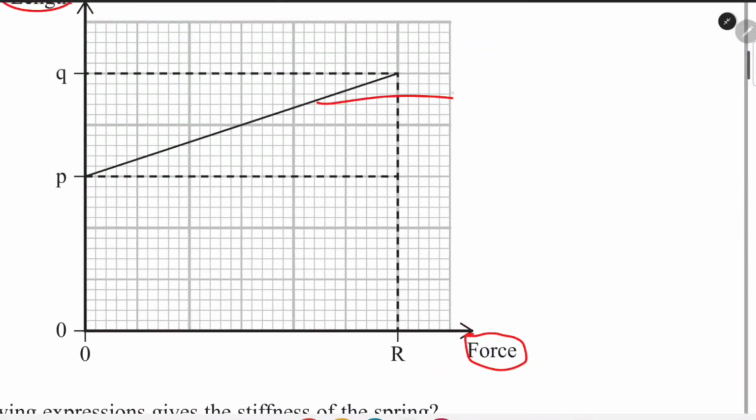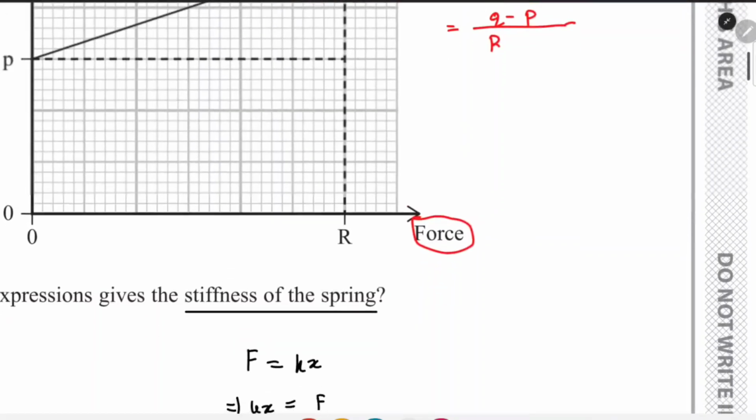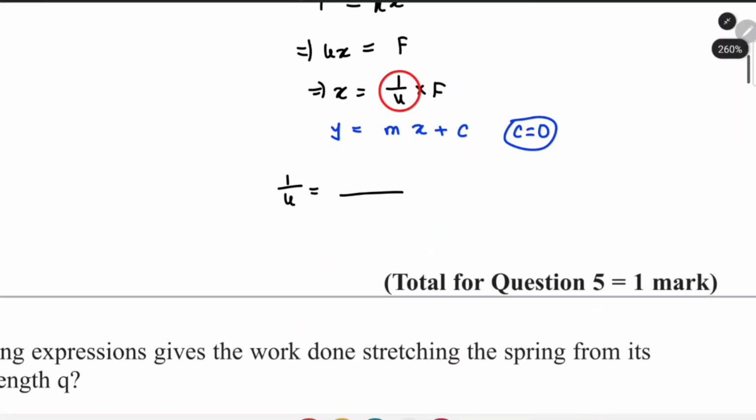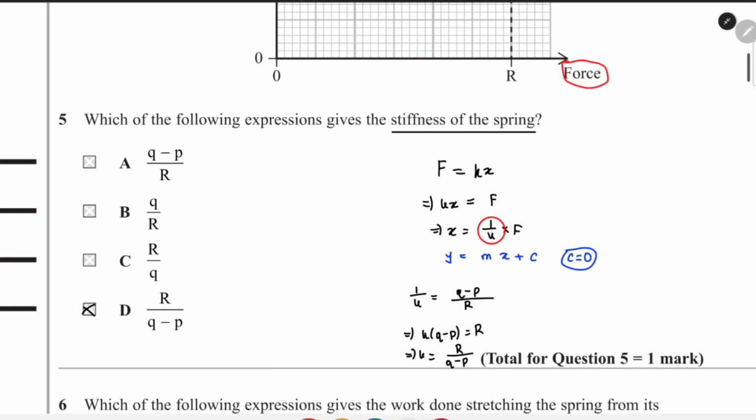The gradient of this graph is y2 minus y1 divided by x2 minus x1, which is Q minus P divided by R minus 0. So basically Q minus P by R. However, this is not the stiffness, this is 1 over the stiffness. So 1 over the stiffness is equal to Q minus P by R. So we have k times Q minus P equal to R. Hence k is equal to R divided by Q minus P. So option D is the answer.